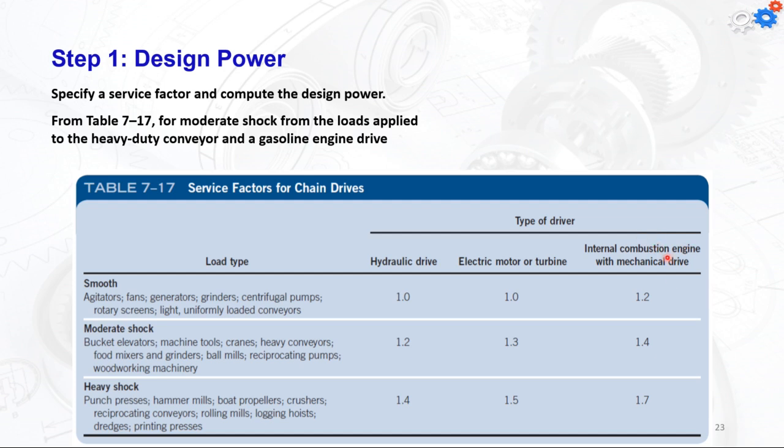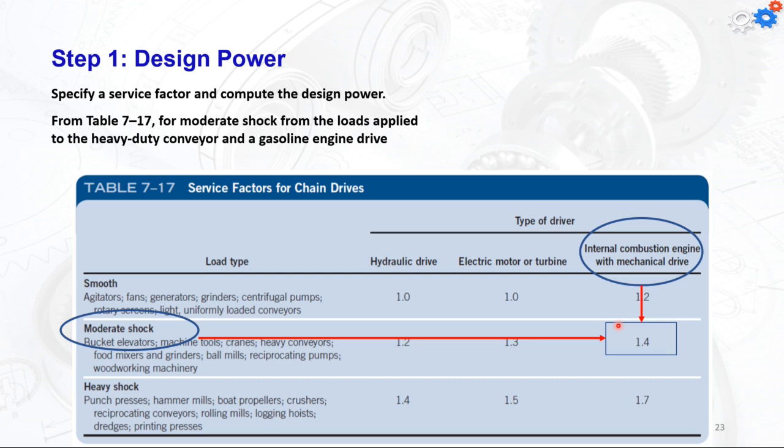Now let's look at what the load type is. Smooth loads are listed here. We have moderate shock: pocket elevator, machine tools, cranes, heavy conveyors. Okay, and continuing with that, I don't want to go to the last one, which is punch press, the hammer mills, and propellers. So yeah, we have the heavy conveyors. So again, we choose the moderate shock against the internal combustion engine, and this gives me that the value for the design factor is going to be 1.4.